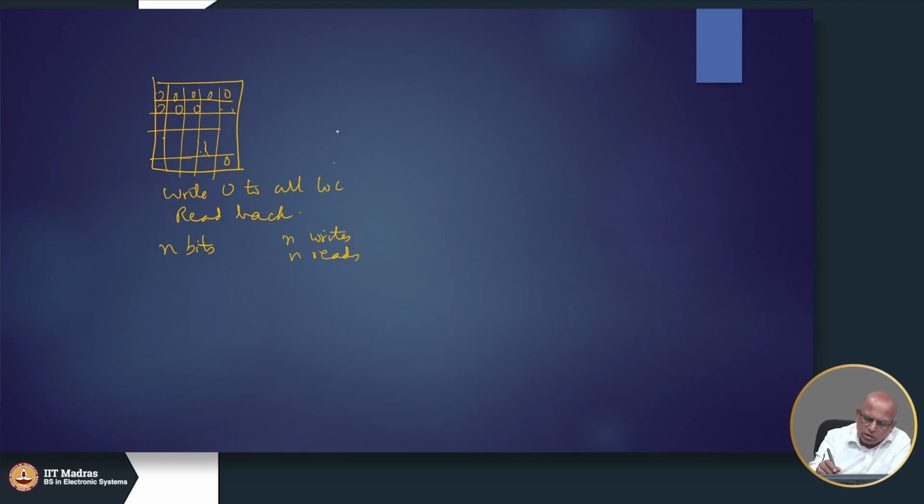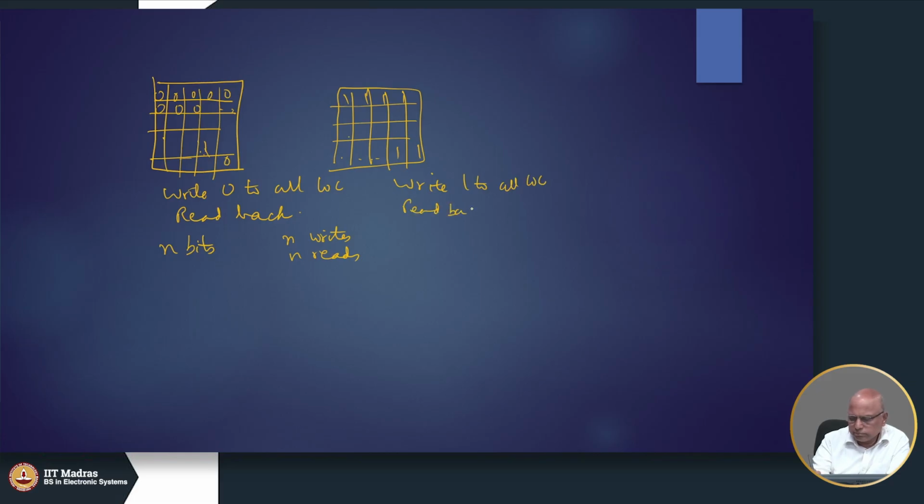Then we can go and write an all ones pattern. We could also write a solid 1 pattern. So write 1 to all locations, then read back. If I am reading a 0 somewhere, then it could be because of a stuck at 0 fault or a coupling fault.